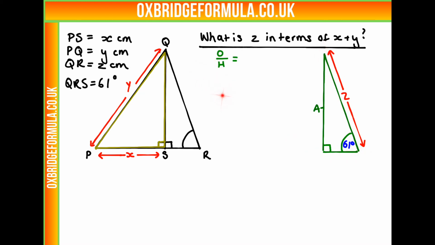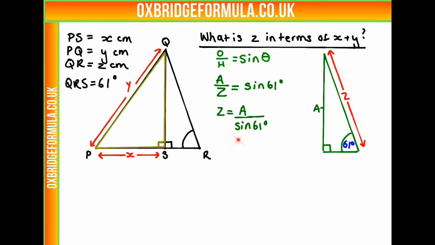Well, we know we have the side that's opposite the angle and the line that is the hypotenuse. We've got the opposite and the hypotenuse. So what do we know about a trigonometry equation we can use for that? Well, we know opposite over the hypotenuse is the sine of the angle. So we can work out an expression for z. We can do A over z equals sine 61, our angle here. So z equals A over sine 61.